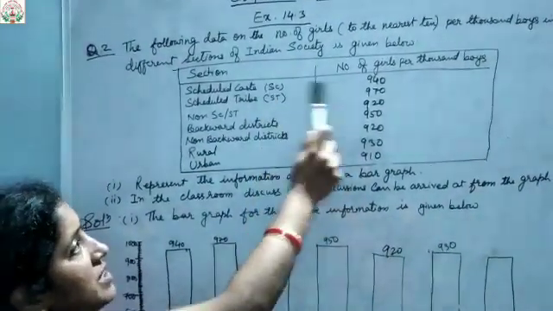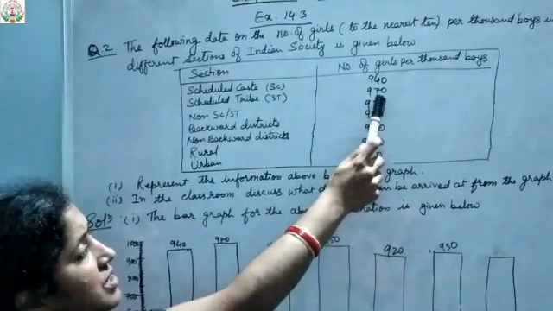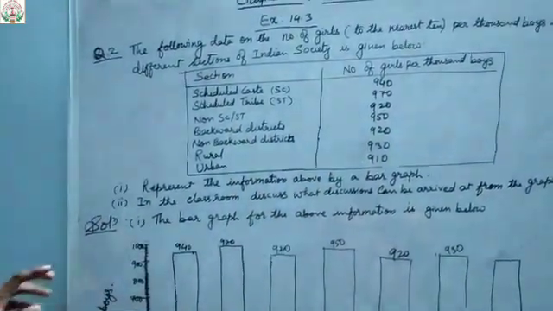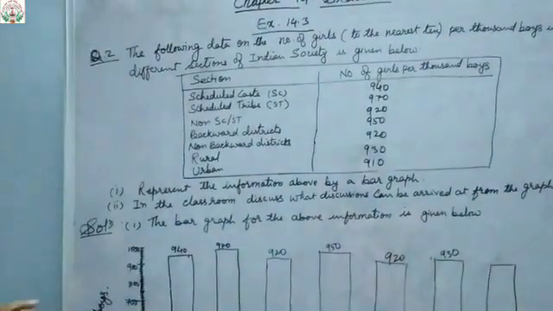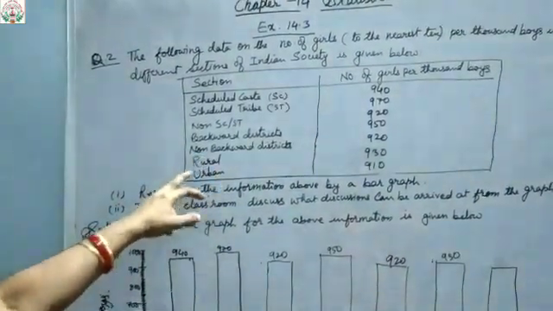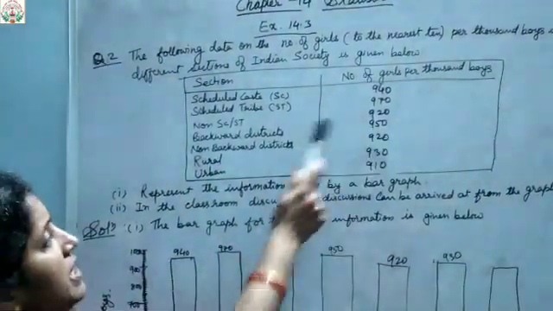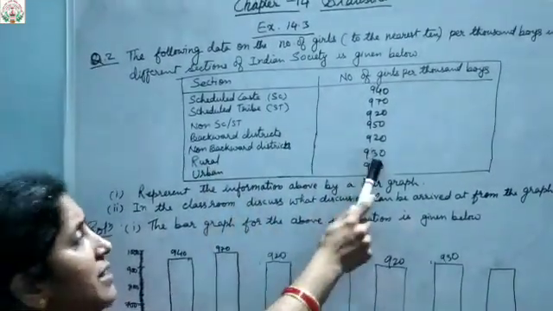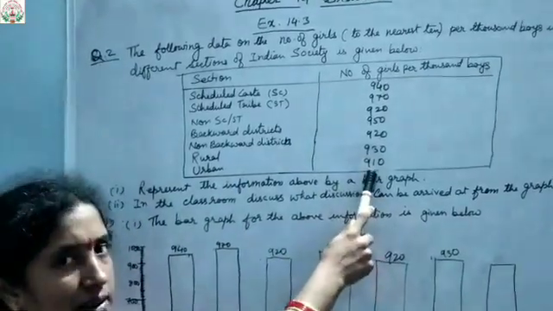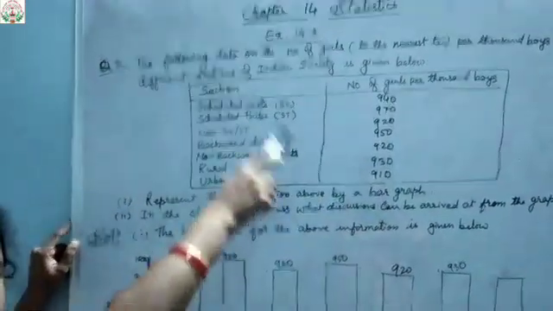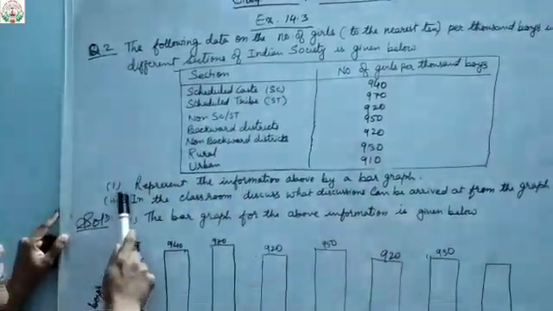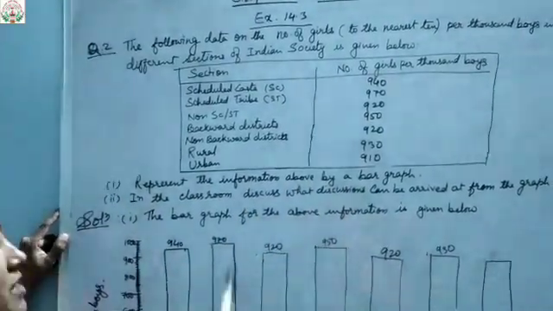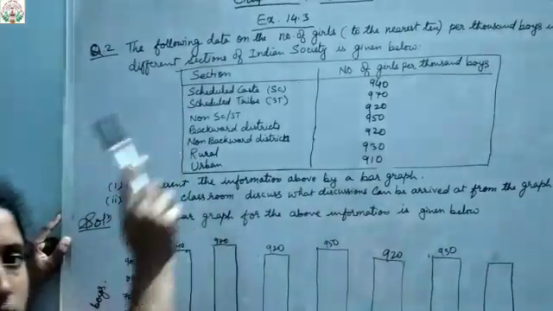Okay, so for SC it is 940, for ST 970, for non-SC/ST it is 920, and then for backward districts it is 950, then non-backward districts 920, rural 930, urban 910. Okay, these are the given data. Now the first question is, represent the information above by a bar graph. This you have to represent in a bar graph.